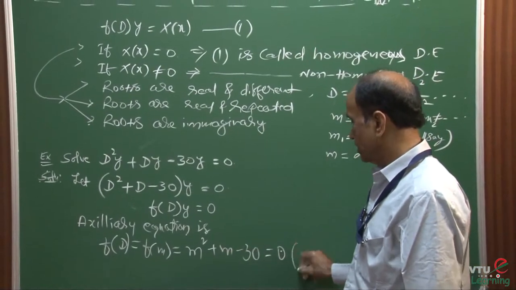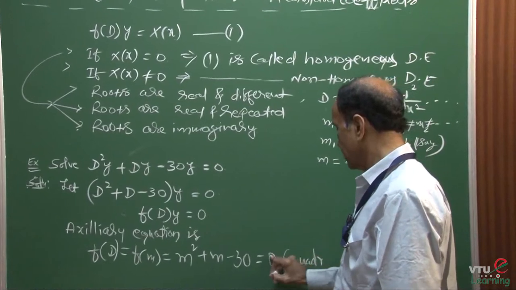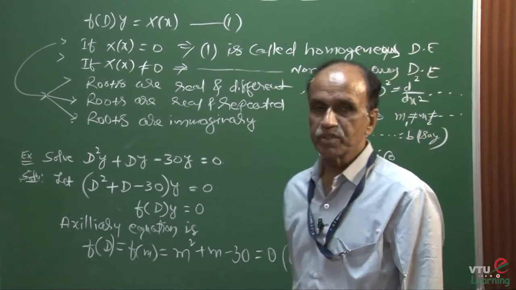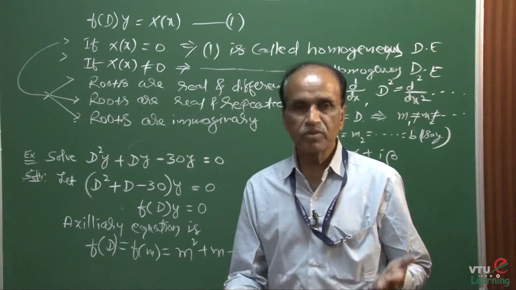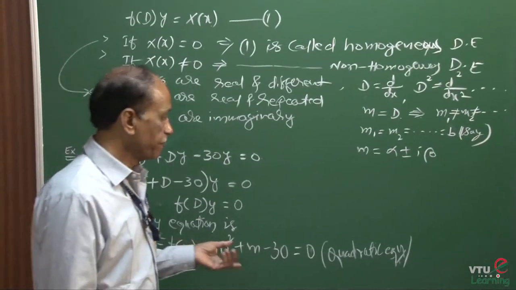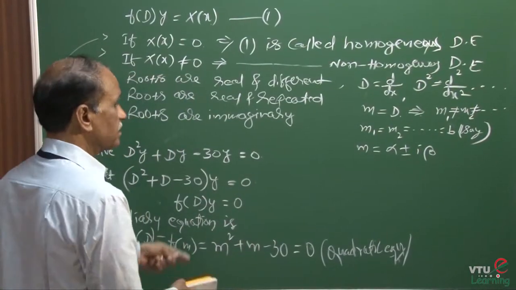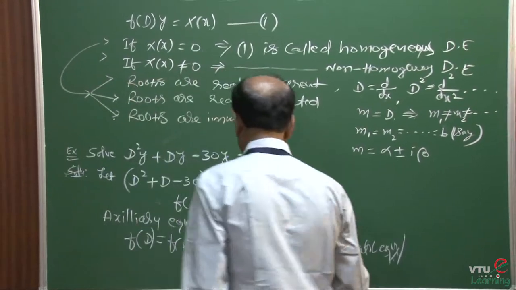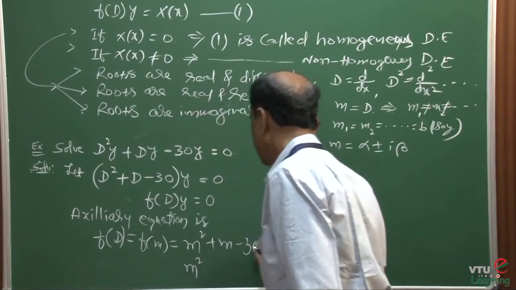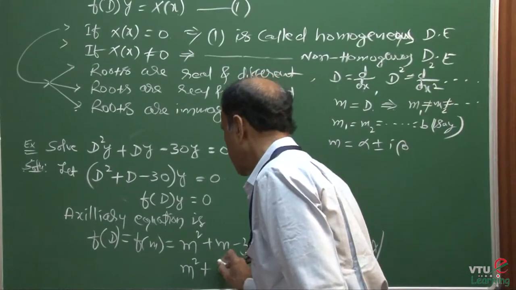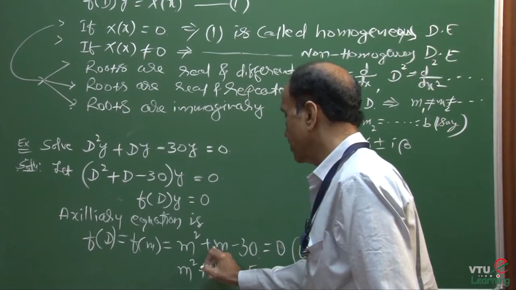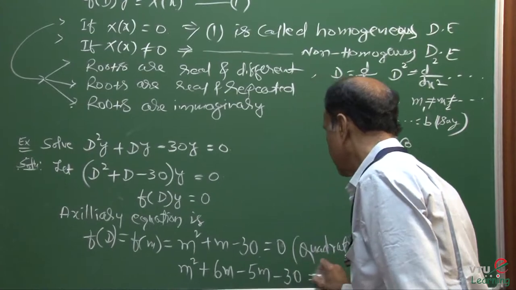So, now this is a quadratic equation. A quadratic equation must possess two roots. If it is possible directly by the inspection method, you can write the roots. If it is not possible, then you go for the algebraic method. In any way you can treat the calculation of these roots. Take multiples of 30: m square, 6 fives are 30, so plus 6m, minus 5m, which simplifies to m, and minus 30, equal to 0.